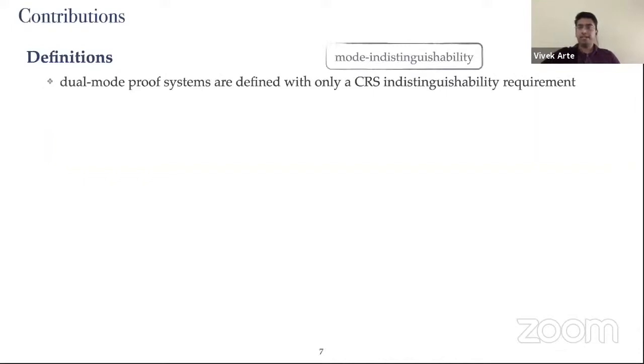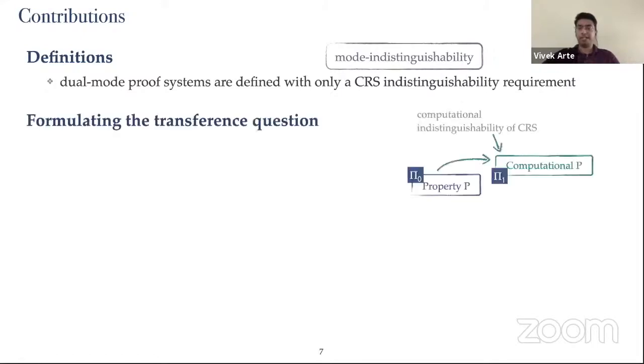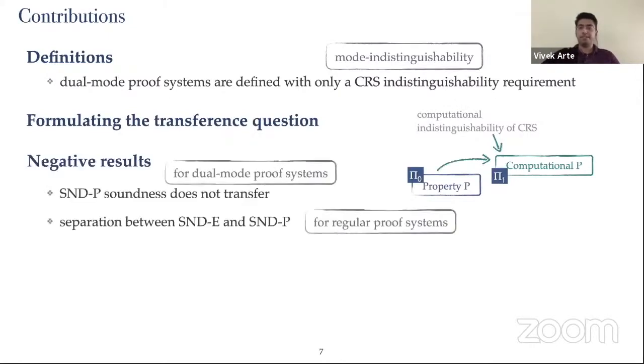So we first define dual mode proof systems in a novel way, which has only the CRS indistinguishability requirement and no additional requirements on the individual modes. We call this requirement mode indistinguishability. We formulate the question of transference and ask which properties transfer. We prove some negative results.